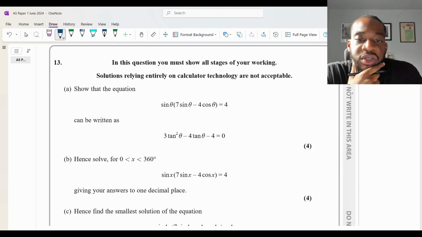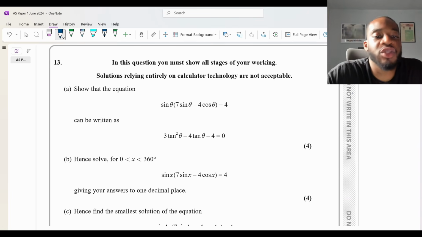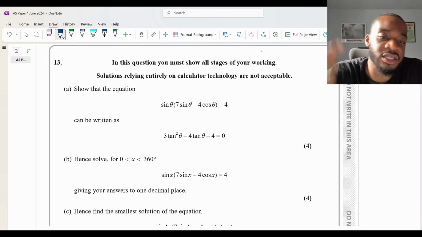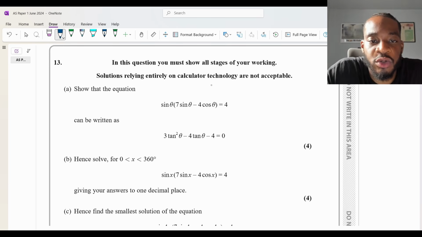Okay, so question 13, part A says, show that the equation sine theta multiplied by 7 sine theta minus 4 cos theta equals 4 can be written as 3 tan squared theta minus 4 tan theta minus 4 is equal to 0, for 4 marks. Okay, so again, a typical show that question. They give you some equation and you've got to use your trigonometric identities to write it in a different form. So let's go ahead and make a start.